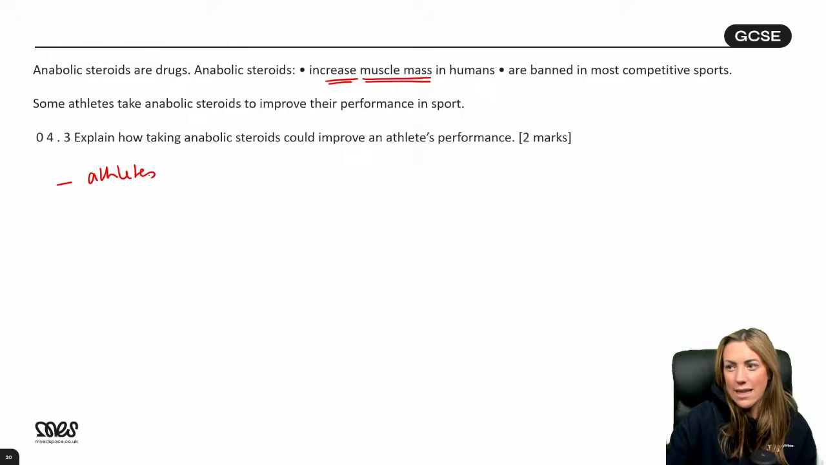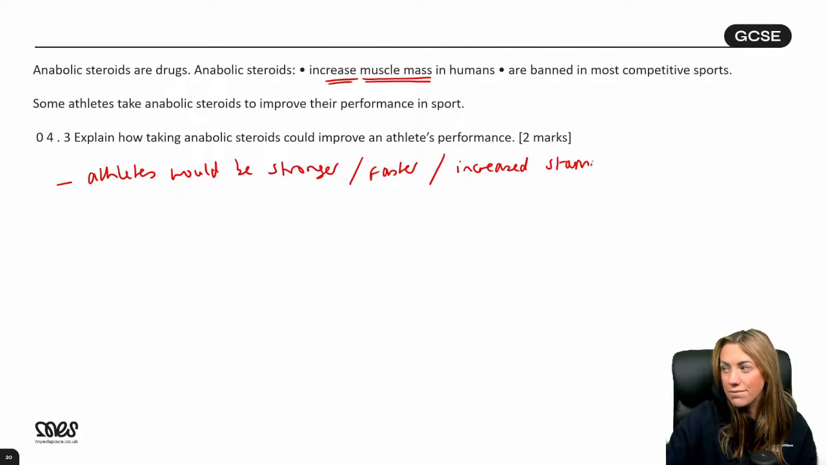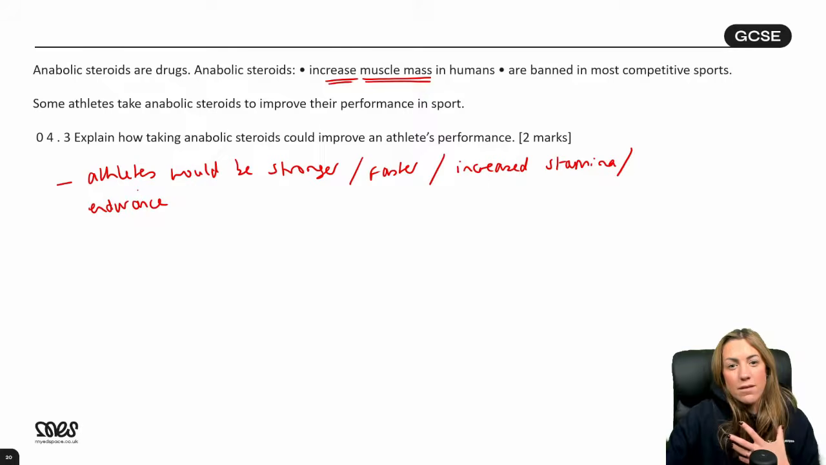So things like athletes would be stronger because they've got increased muscle mass, potentially faster, like if they're running, the muscles in their legs might be stronger, they'll be able to run faster. You could say things like they might have increased stamina, they might have increased endurance, or any other kind of description of improved performance. So they might be able to lift heavier weights. I don't know, any other description of improved performance. But what we can't do is just repeat what was in the question. We have to think about how that might actually improve their performance.